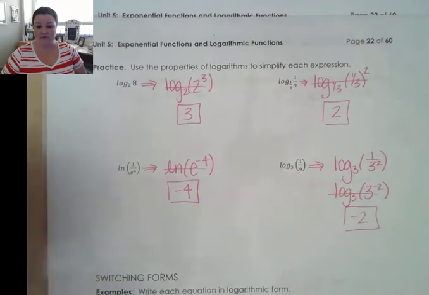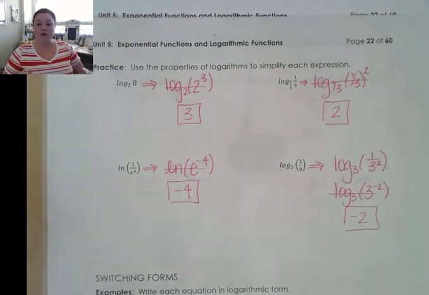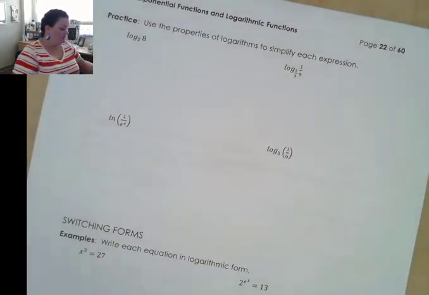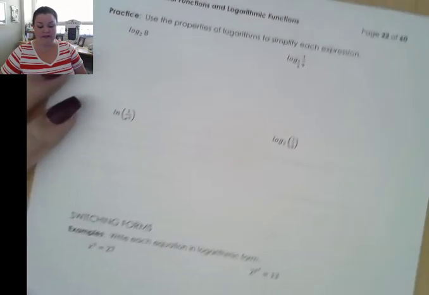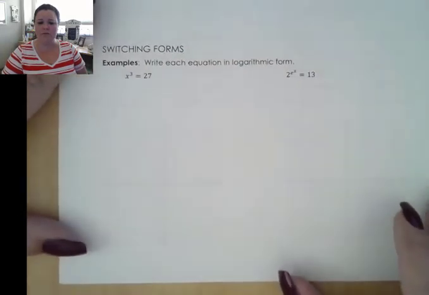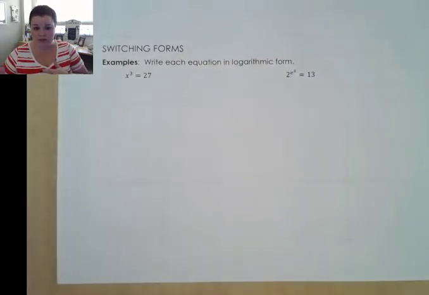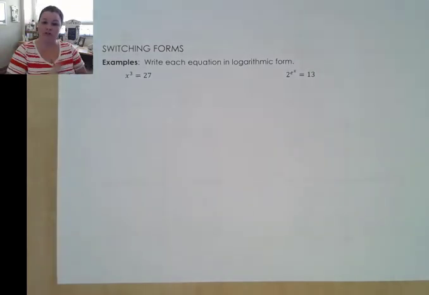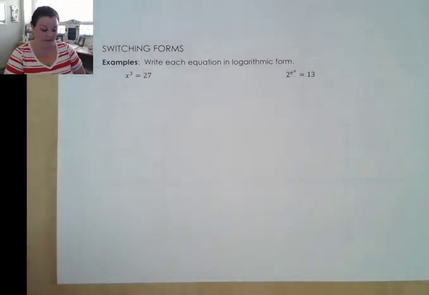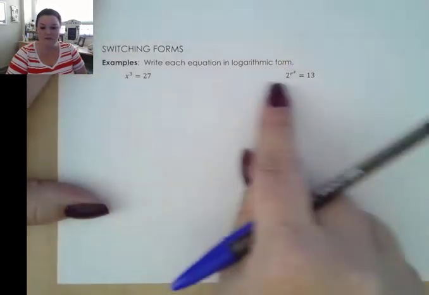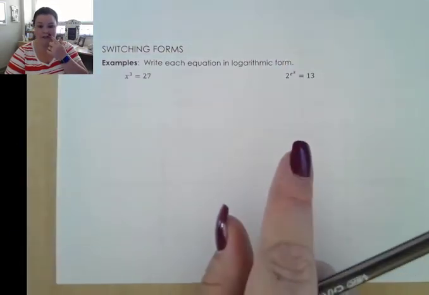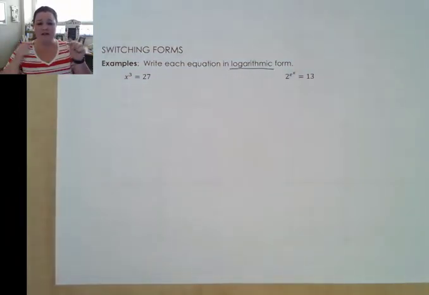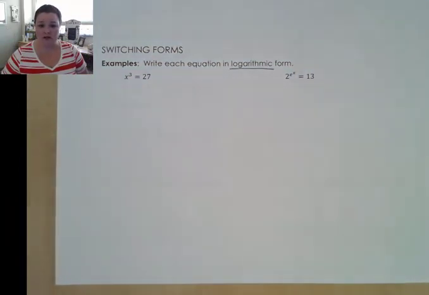Okay? All right, so now what I want to show you is how you can switch forms. So if it's written in exponential form, you should be able to write it as a logarithmic equation. If it's written as a logarithmic equation, we should be able to switch it and write it in exponential form. Okay? All right, so these two are given to us as exponential equations, and we want to write them in log form, which means we shouldn't have things raised to powers, we should have logs.